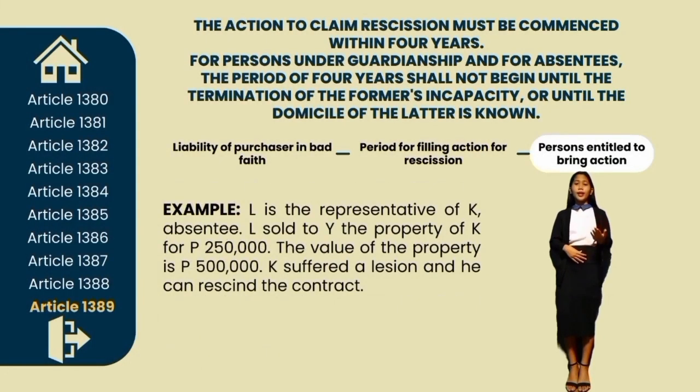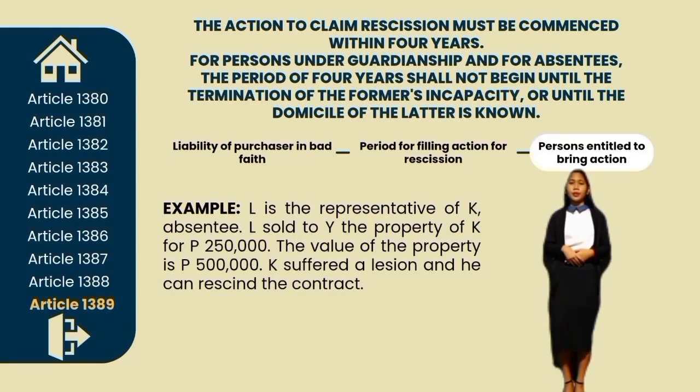For example, L is a representative of K, who is an absentee. L sold to Y the property of K for 25,000. The value of the property is 50,000. K suffered a lesion and she can rescind the contract. If K's domicile is known, the 4 years to claim rescission begin.